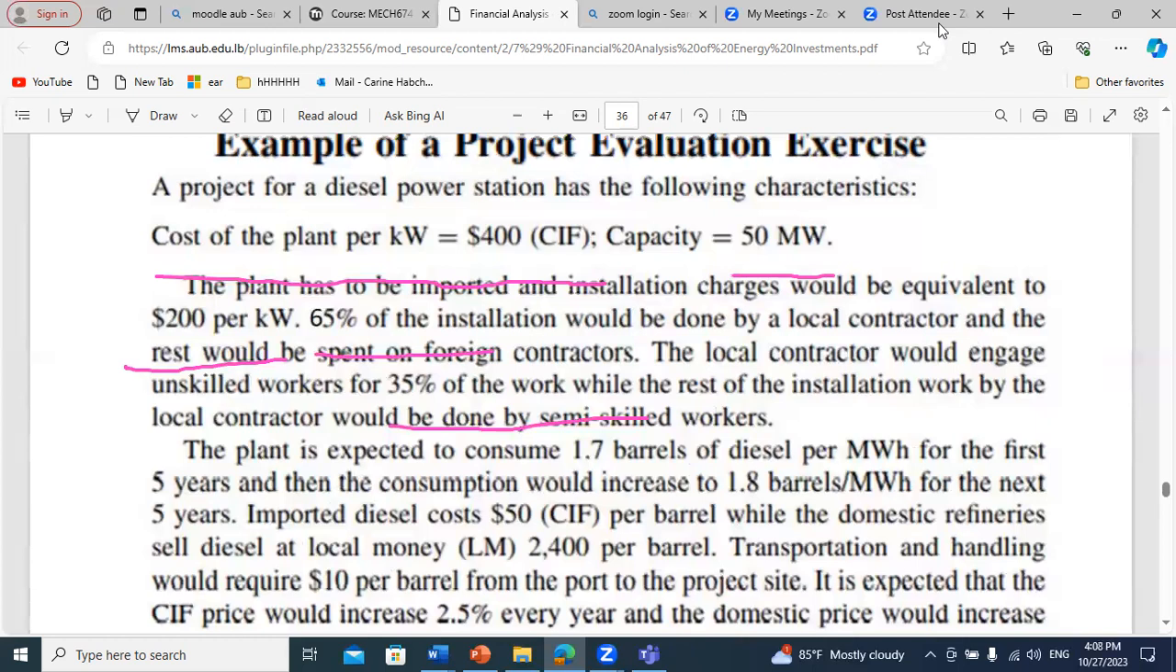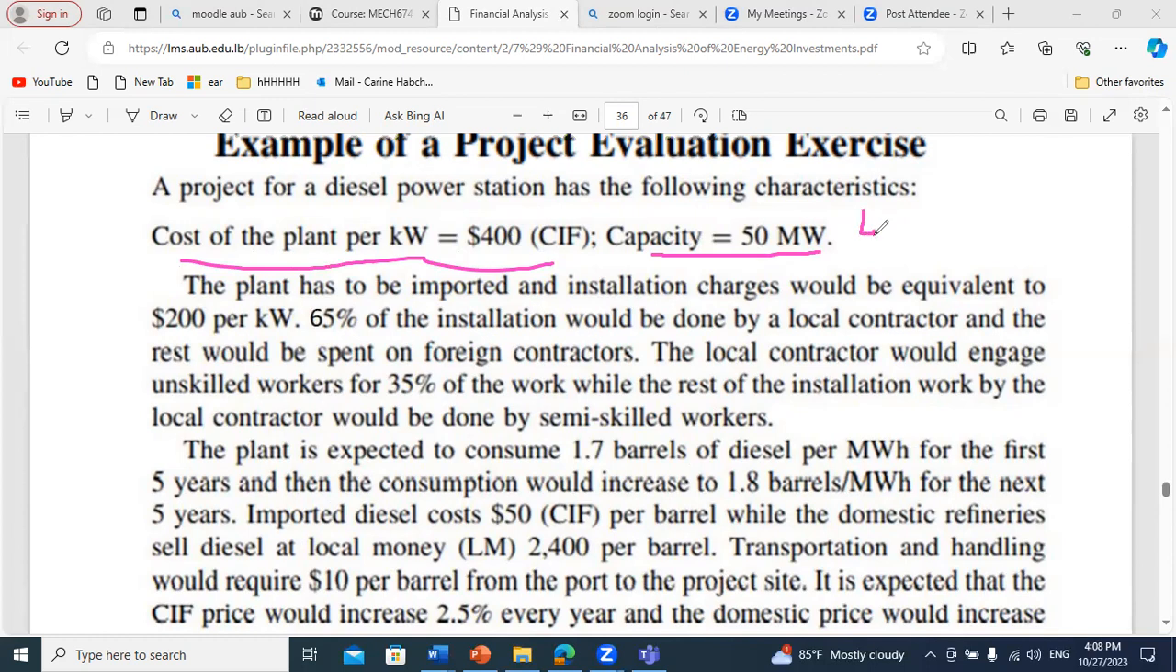What we will do, if you want, we will first calculate for each parameter the economic and compare it to the financial value. In this way, we can remember what is the main difference between the two approaches. Okay, I will start first with the cost of the plant. So what we know from the given is that the cost of the plant is $400 per kilowatt, and the capacity is 50 megawatt. So all we have to do is to multiply.